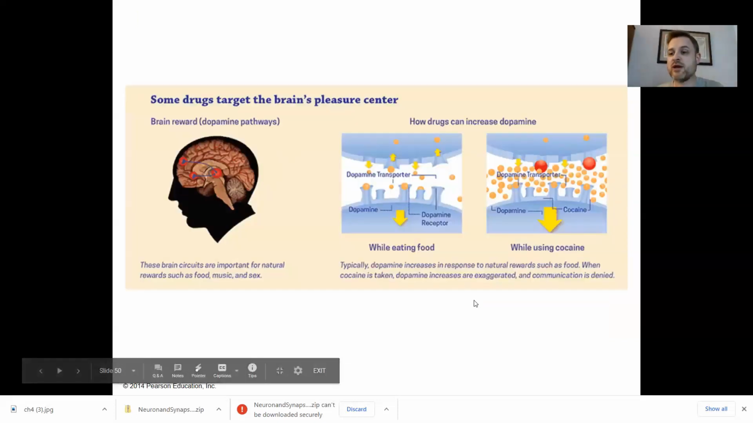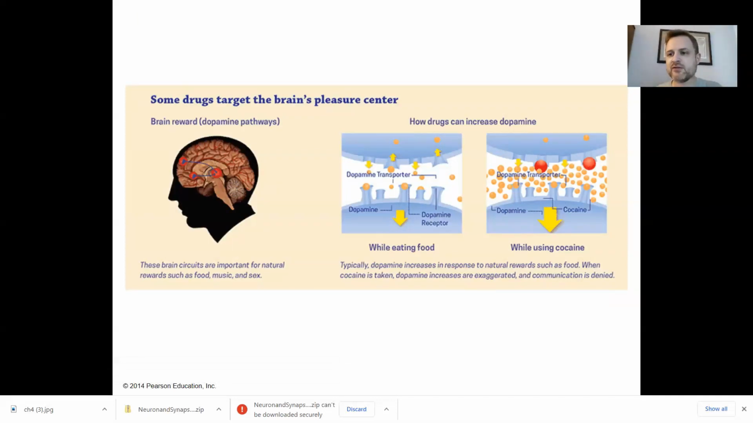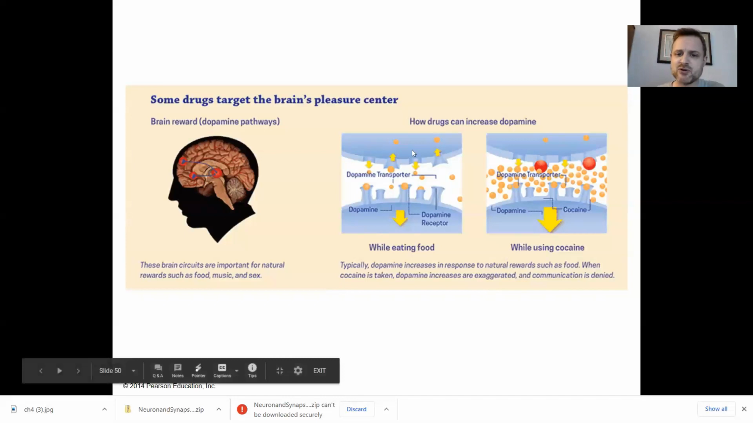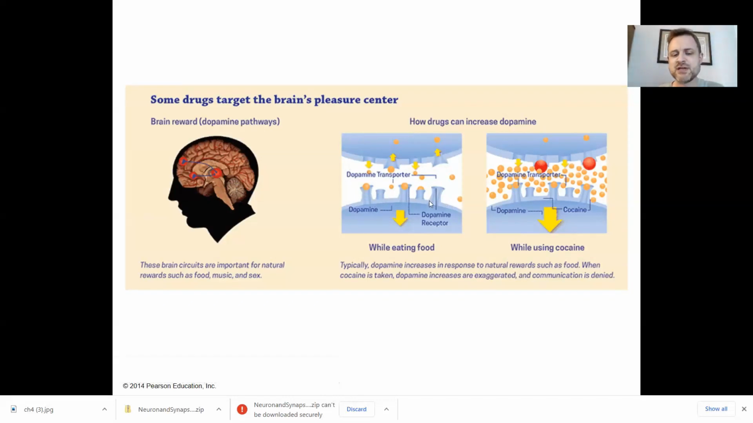Okay, so that's one way that opioids like morphine or heroin or cocaine affect the brain. Another one is shown in these diagrams. Dopamine is another neurotransmitter that your body uses to send signals, and dopamine is part of what's called the reward center or the pleasure centers of your brain. If you look in this diagram, you can see neurotransmitters, in this case dopamine, binding with dopamine receptors.